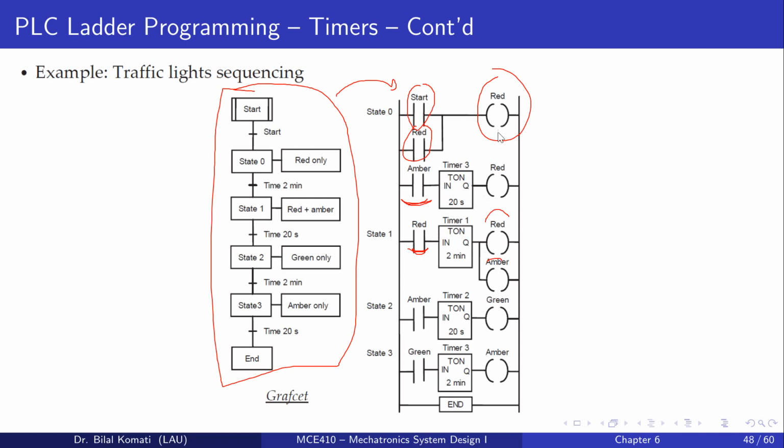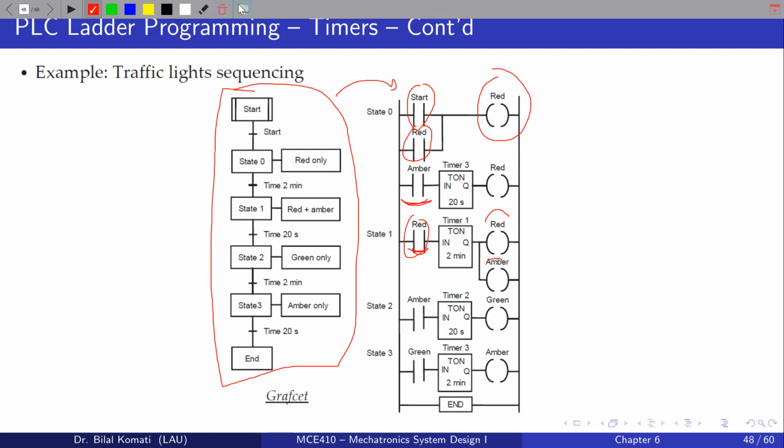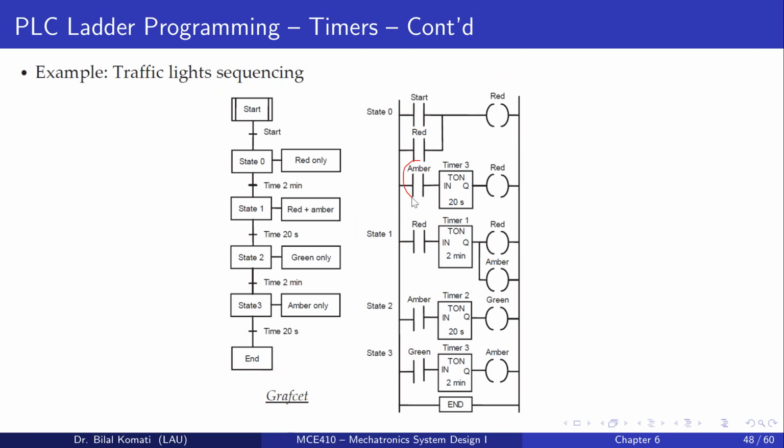First of all, we have the start. The start will execute the red. The red is state 1. And state 1 also says that if we turn on the amber after 20 seconds, we will turn on the red, meaning this one is for this condition. Then we have state 1, which says that if red is activated, we wait 2 minutes and then we turn on red and amber, so we give the output to red and amber.